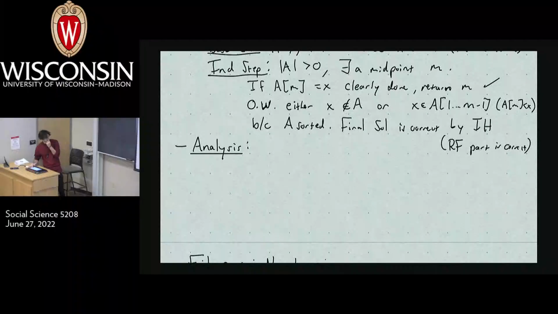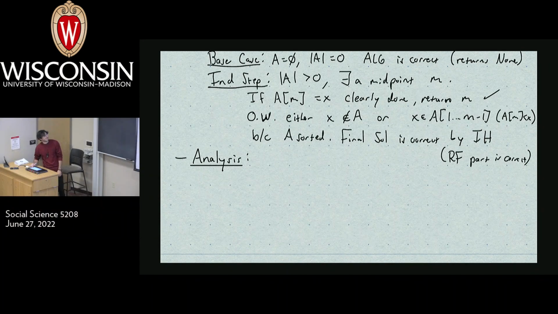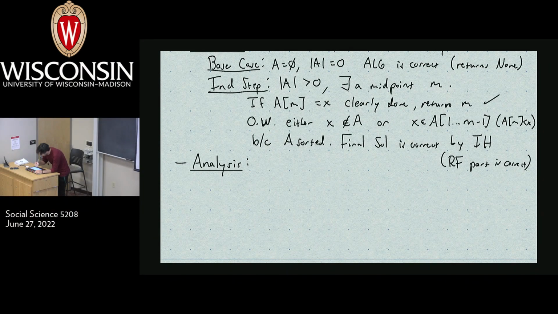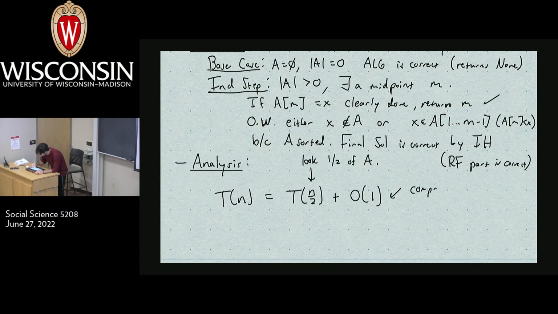What's the runtime analysis? You know it's O of log n, but why? Well, we can write the recurrence, T(n) equals T(n/2) plus O(1). Why is this? Well, because we reduce to a subproblem that's half the size of the original array. We look at 1/2 of the original array. And then the O(1) is just to do the comparisons with A[M]. Okay?